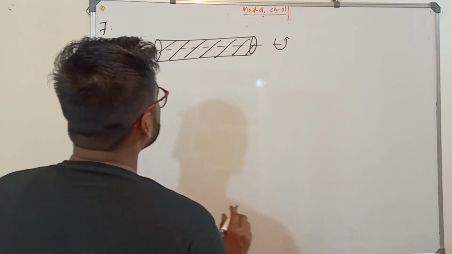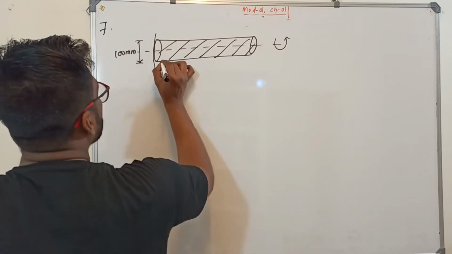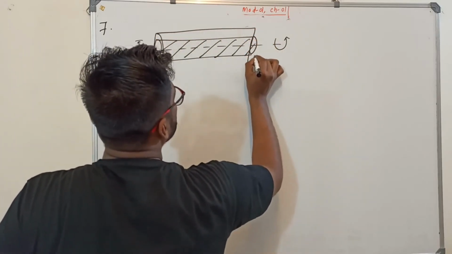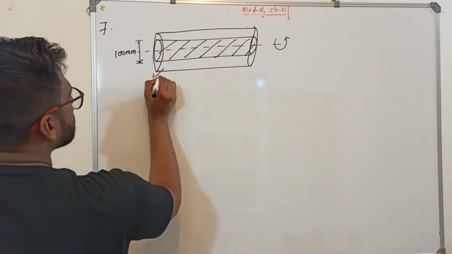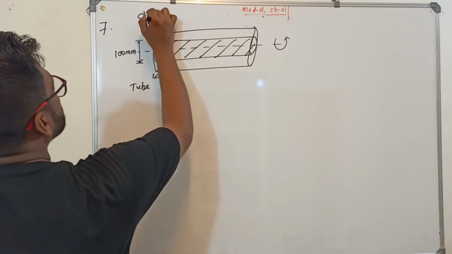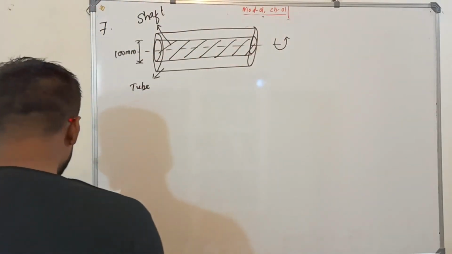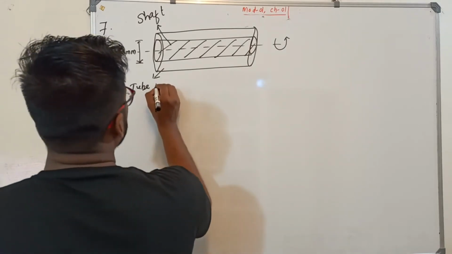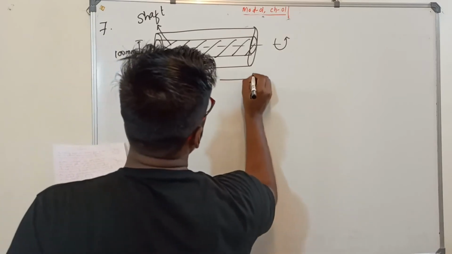So it has a tube also. Tube is hollow. This shaft is rotating inside a tube. So understood? This is the tube. This is your shaft. So the shaft is rotating inside the tube along its central axis. What is the length of the tube? 200 mm. So the length of the tube is given 200 mm.